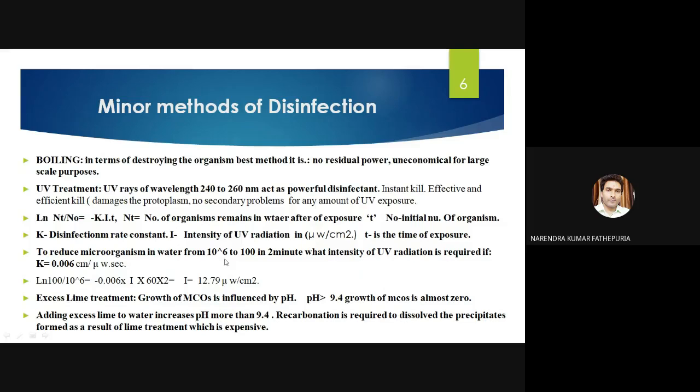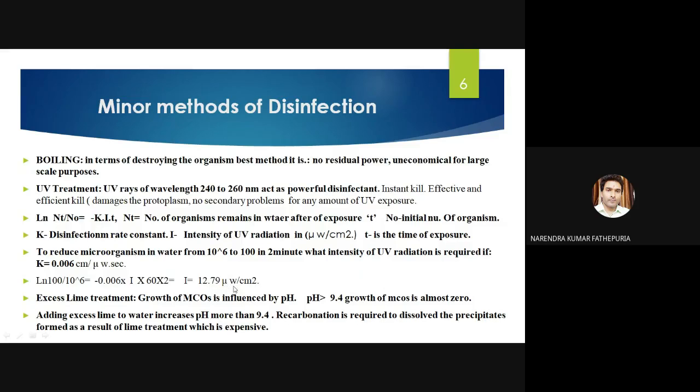To reduce the microorganisms in water from 10 to the power 6 to 100 in 2 minutes, what intensity of UV radiation is required if k is equal to 0.006 centimeter square per microwatt second? If you want to solve this numerical, you have to apply this equation: ln of Nt divided by N0, and then you can get the answer. Sometimes if they ask, you have to apply the formula directly and you will get the answer.